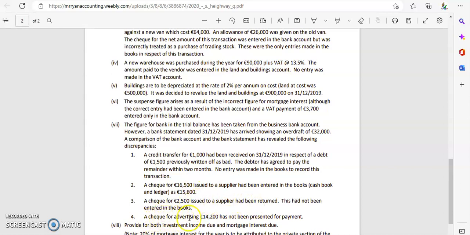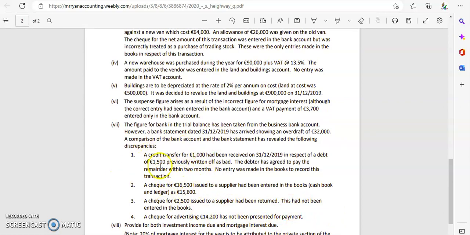And then a check for advertising of 14,200 has not been presented for payment. So if it hasn't been presented for payment, then we don't need to do anything about it. We're just going to leave it there because no money has come in or out of our bank account.